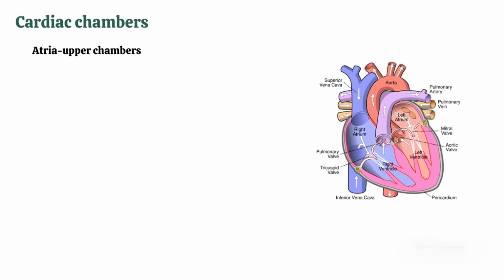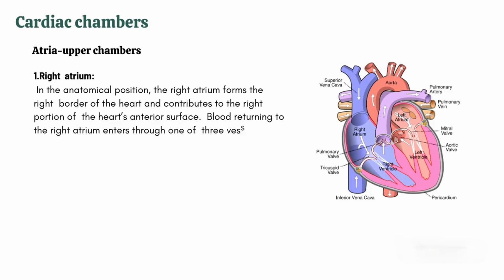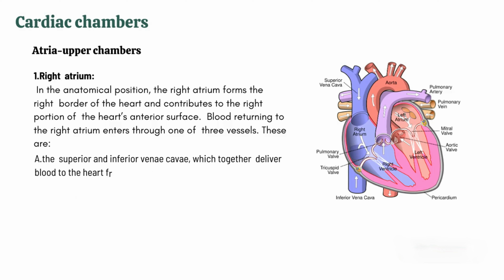Atria, upper chambers. 1. Right atrium. In the anatomical position, the right atrium forms the right border of the heart and contributes to the right portion of the heart's anterior surface. Blood returning to the right atrium enters through one of 3 vessels. A. These are the superior and inferior venae cavae, which together deliver blood to the heart from the body. B. The coronary sinus, which returns blood from the walls of the heart itself.